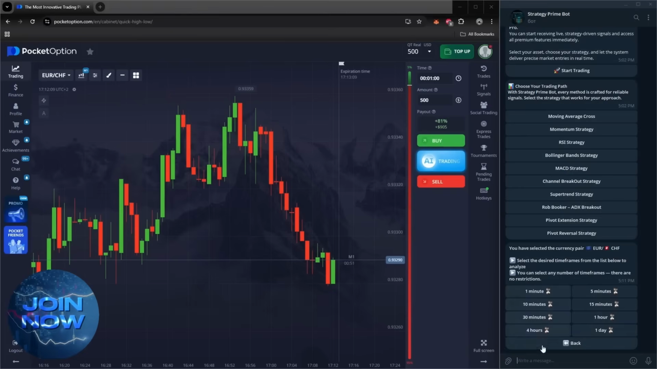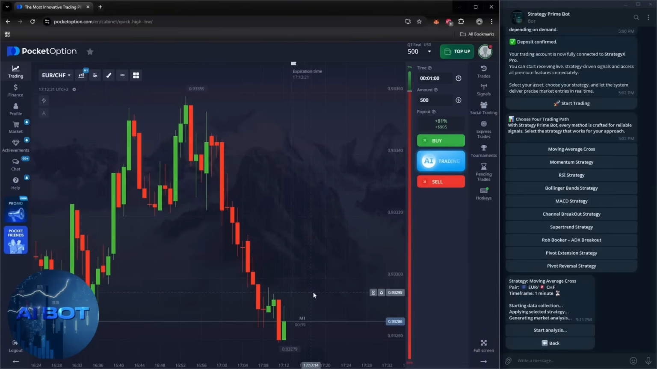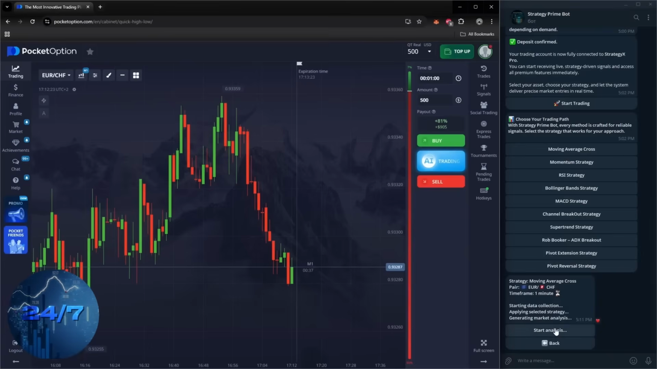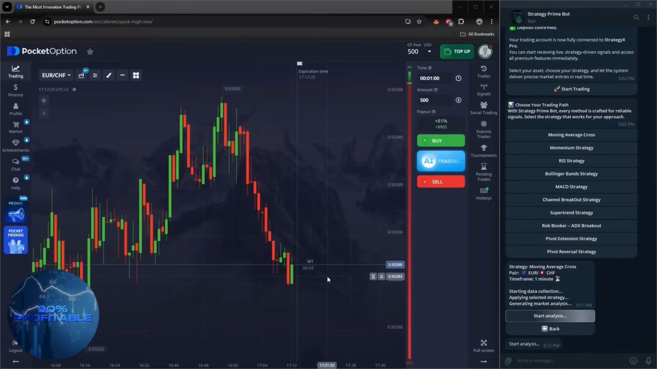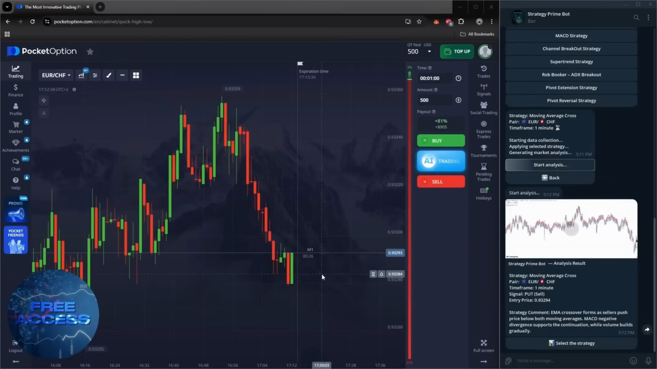Now we have 8 different time frames to select for analysis, ranging from 1 minute to 1 day. So whatever you like, if you want a longer trade, you can do that. The robot will automatically adjust the settings of the strategy. I'm going to do 1 minute. And that is pretty much it. I have selected all the settings and I press start analysis and the robot will start performing the analysis for me. And once it does, I'm going to take a position immediately and collect my funds in 1 minute.